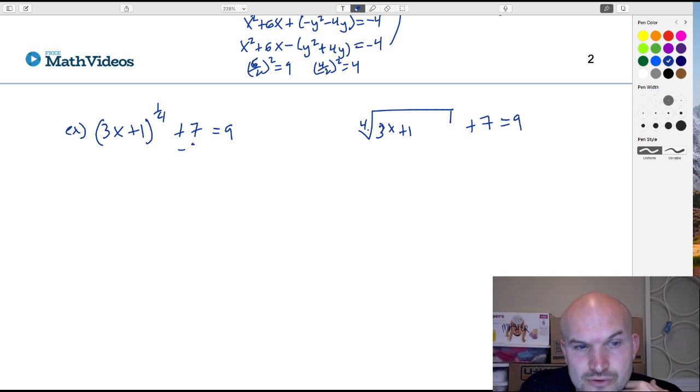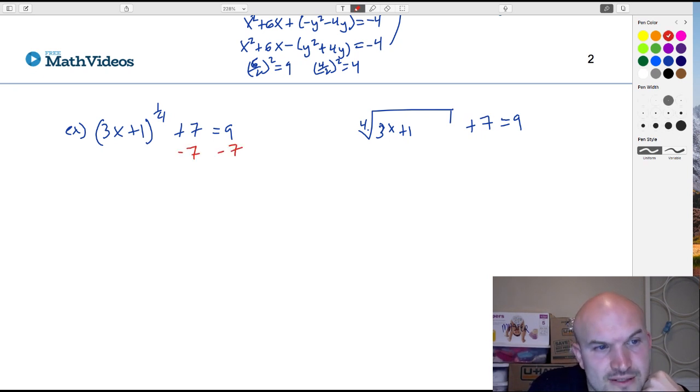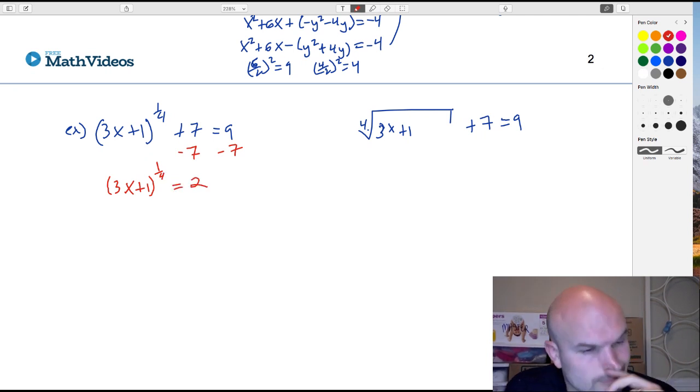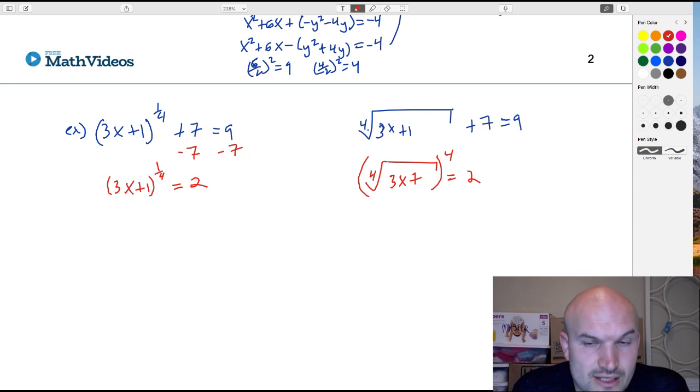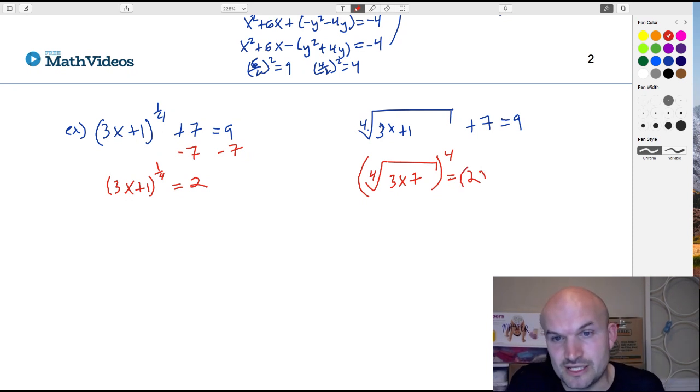To do that, I'm just going to subtract. Let's do this in red. The first thing I'm going to do is subtract 7 from both sides. By doing that, I have 3x plus 1 raised to the 1/4 is equal to 2. Now, to undo something to the fourth power, we could raise this to the fourth power. You could say 3x plus 1 equals 2, and raise this to the fourth power, and you could do it this way too. But whatever you do to one side, you have to do to the other side.